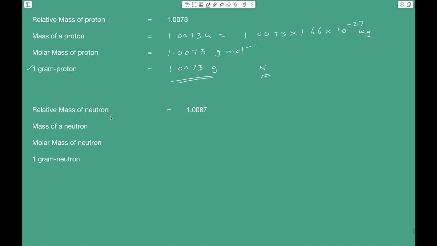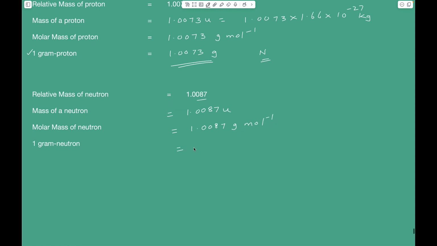And the relative mass of a neutron is this, approximately, and the mass of 1 neutron would be 1.0087 u, and the molar mass of neutrons would be 1.0087 gram per mole, and 1 gram neutron is nothing but its relative mass expressed in grams. And 1 gram neutron of neutrons contains an Avogadro's number of neutrons. That means this is the mass of an Avogadro's number of neutrons.